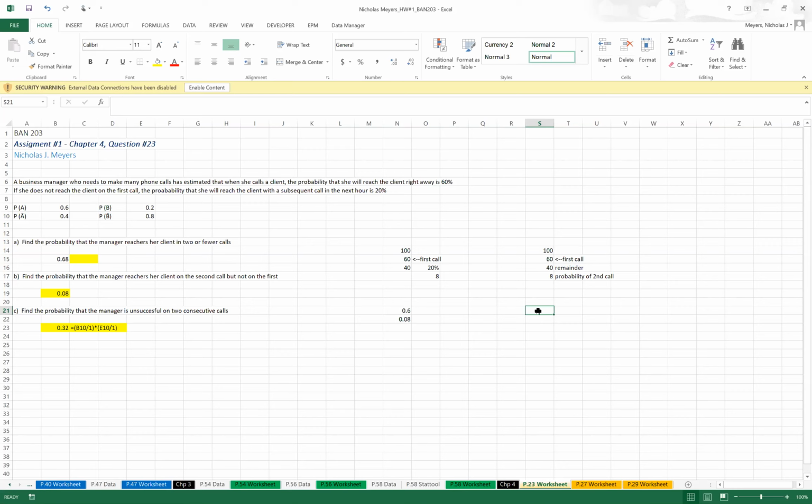So find the probability the manager is unsuccessful on 2 consecutive calls. So it'd just be 1 minus 0.68, which is this one. That's correct. Yeah. Okay. See, you already knew how to do it.